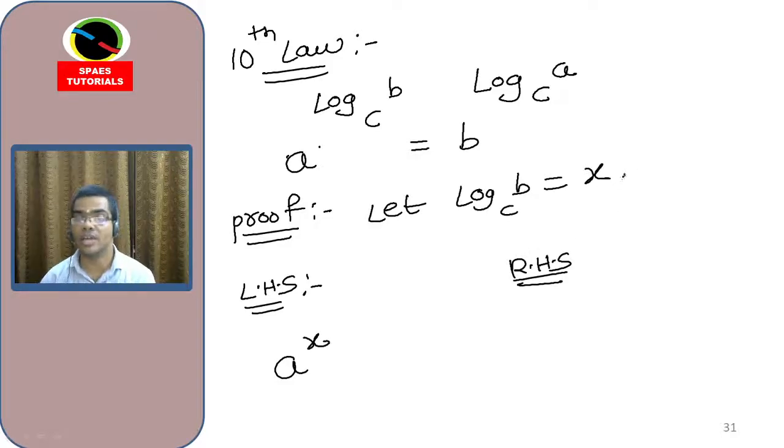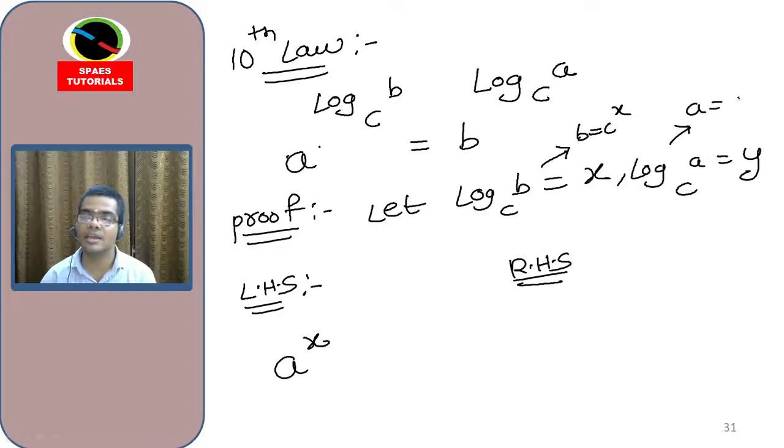Okay, I think we need to take one more. Log a base c, let us take it as y. So from this we'll be getting b is equal to c power x, and from this we'll be getting a is equal to c power y. Let us substitute a is equal to c power y in this equation, then how much will we be getting? c power xy. This is LHS.